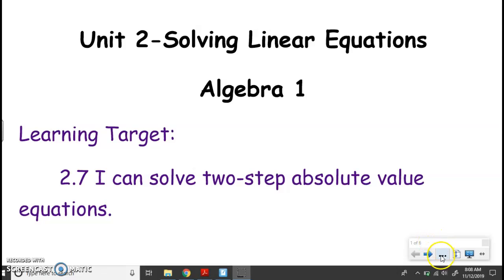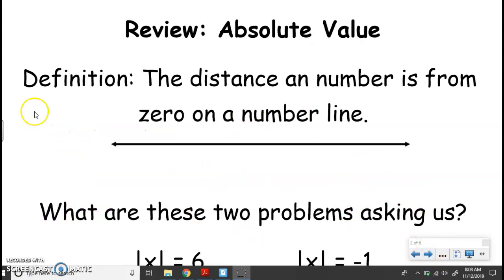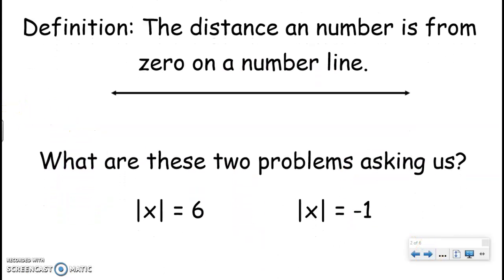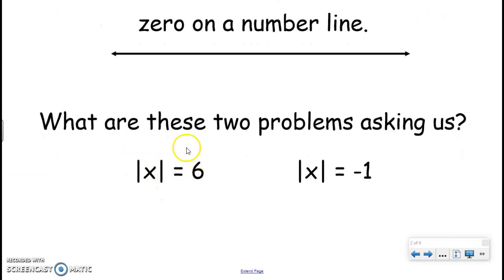Good morning. Today we're going to continue solving absolute value equations, and we're focusing on two-step absolute value equations. There is a review here. Just remember that we're looking for the distance in numbers from 0 on the number line. So in this first case, we're looking for the two numbers that are 6 steps away from 0. So that would be positive 6 and negative 6.